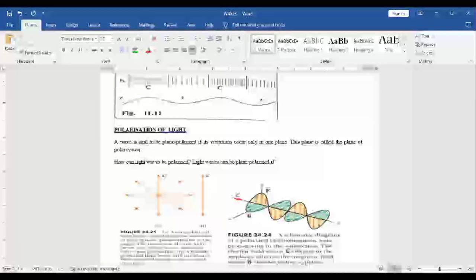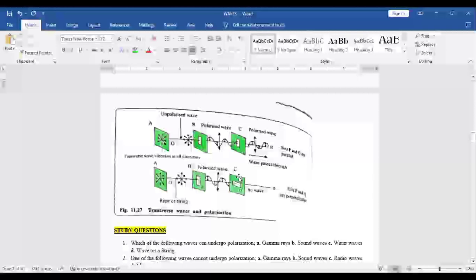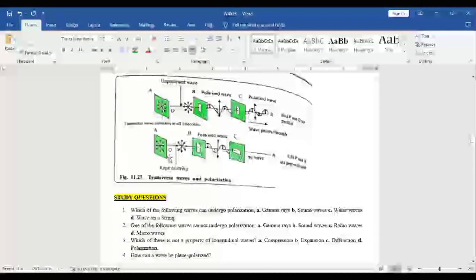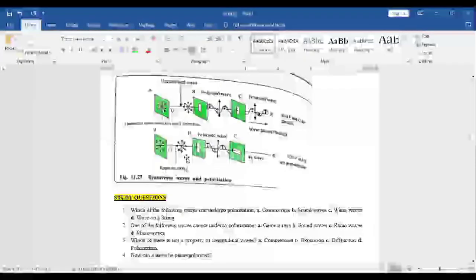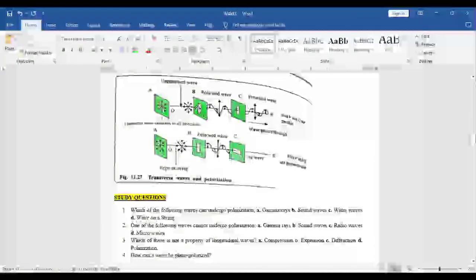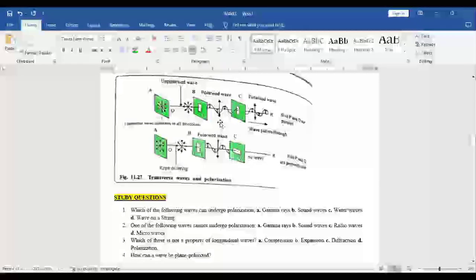How can light be polarized? Let's go down. We will see another figure here. This one shows unpolarized light. You see the arrow here showing us unpolarized light passing through the polaroid P. The moment it passed through the polaroid, you see that the light began to travel just in the vertical direction, just in one plane.